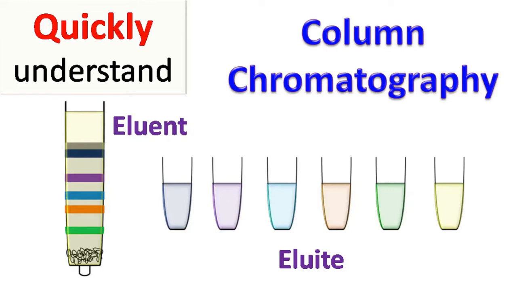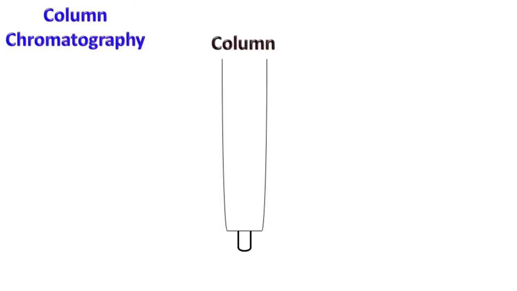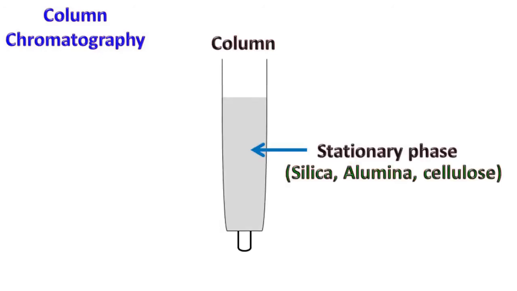Hey everyone, quick biochemistry basics here. Let's talk about column chromatography. Column chromatography is a chromatography technique in which separation is carried out in a column. The column is filled with a stationary phase, which can be silica, alumina or cellulose. The bottom of the column is packed with cotton or glass wool to support the stationary phase.